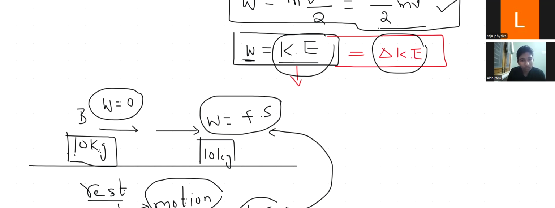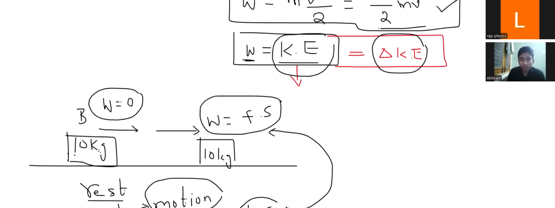For example, a force is acting on a car. The car is accelerating from rest to some point. The engine experiences a force, and due to that force work is done. That work becomes the kinetic energy. So that is the example.